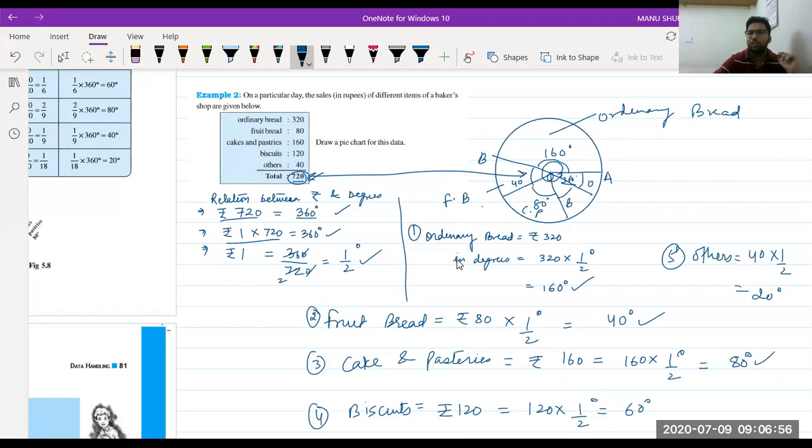I hope you got the method. First, we have to understand what is the relation between rupees and degrees. After finding the relation, it is very easy for us to find all the given rupees in terms of degrees. Okay, Kavleen, good beta, you got it.